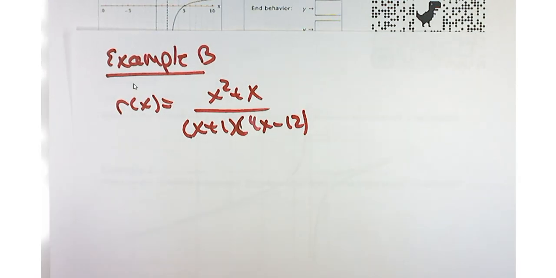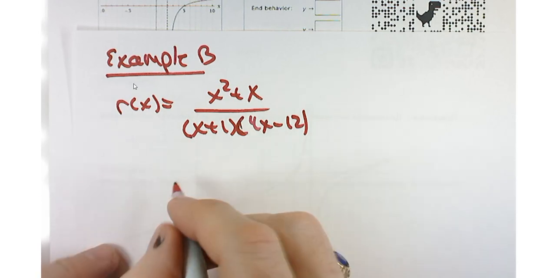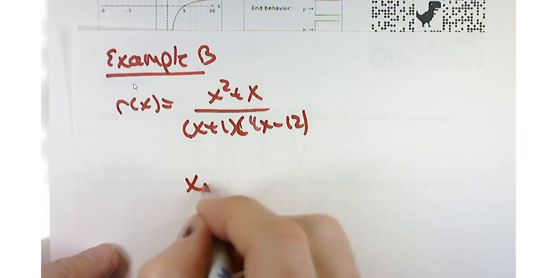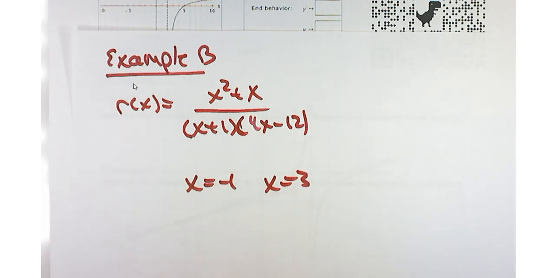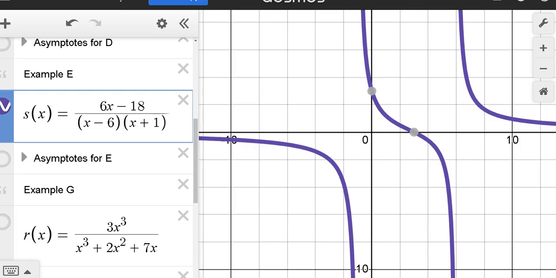Now, at first glance, where does it look like there's going to be vertical asymptotes for this problem? X equal -1 and x equal 3. Perfect, thank you. But then when you plug this graph into Desmos or your graphing calculator, you'll see something weird.